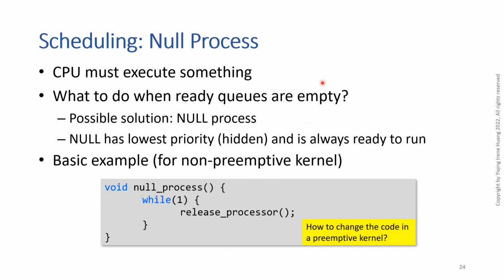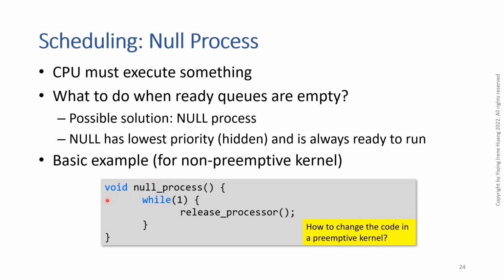So now let's talk more about the null process. As I mentioned in the previous tutorial, the CPU must execute something at any moment. So what if we don't have any processes ready to run? That would be a problem. This could happen when the ready queues are empty because all the processes are blocked on something. Then one possible solution is to have a null process that has the lowest priority, and for our case it is a hidden priority, the user doesn't see it, and this process is always ready to run.